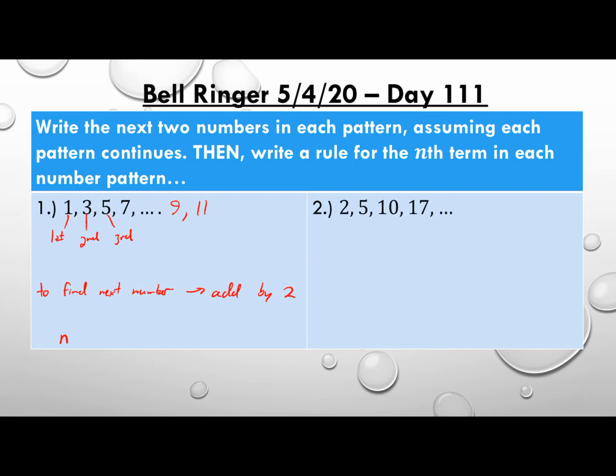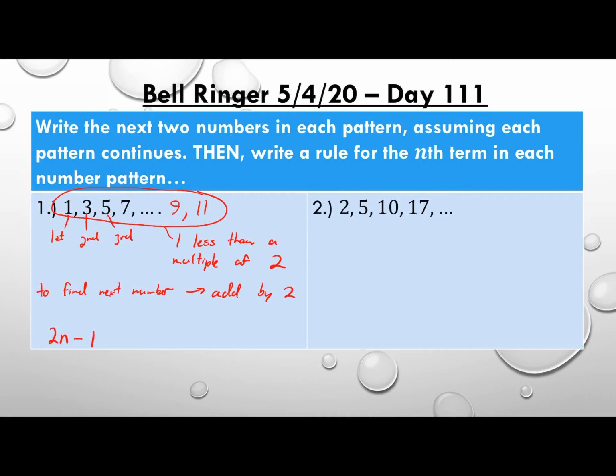Since we're adding 2 every single time, what we're going to do is put a 2 in front of the n to represent that addition by 2 every single time. And then, if you notice, each of these numbers, 1, 3, 5, 7, and 9 and 11 if we continue that pattern, are each one less than a multiple of 2. To translate that into a mathematical expression, we would write 2n minus 1.